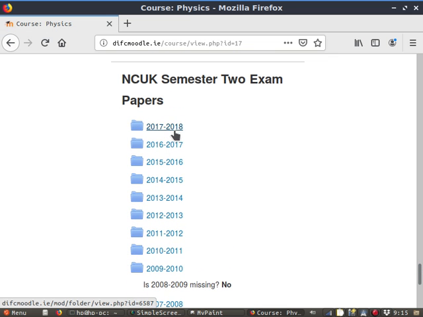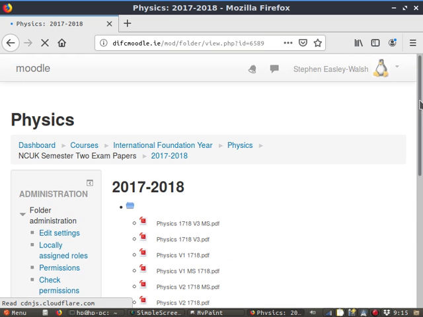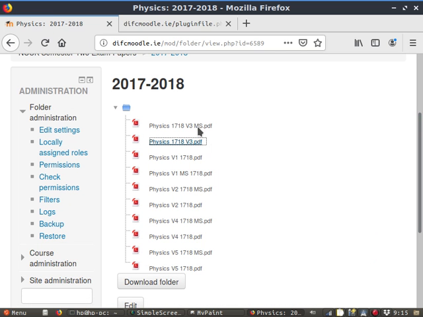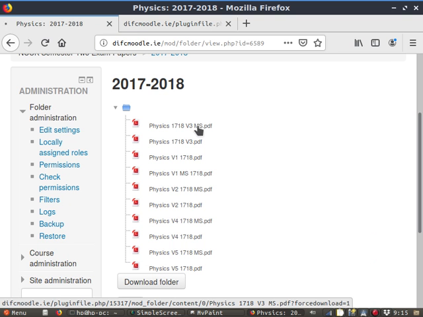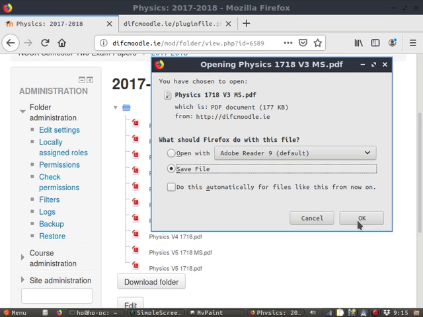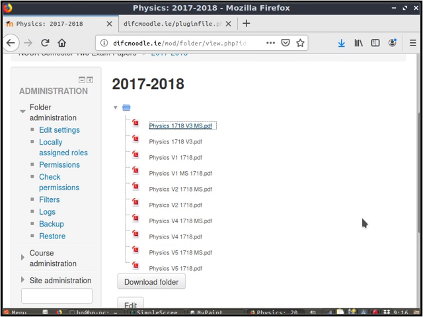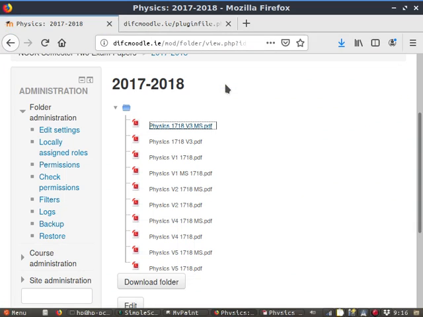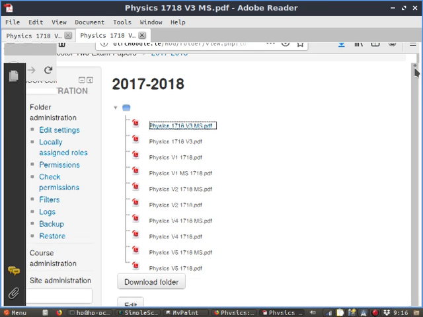MS is marking scheme. What did you think it was? 1 joule per PD per coulomb. Sentence to contain this concept. Okay, so the only thing they care about is that you mention 1 joule, 1 volt and 1 coulomb in the sentence. Fine. Okay, let's see.